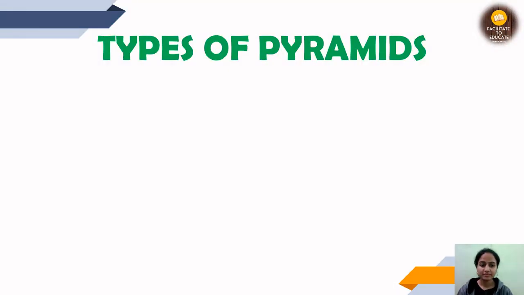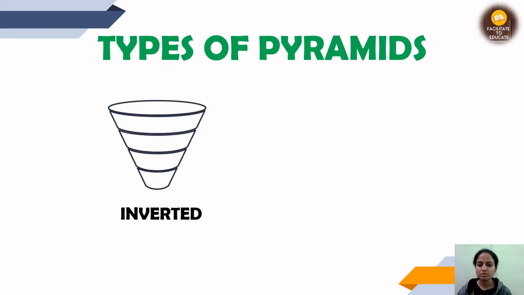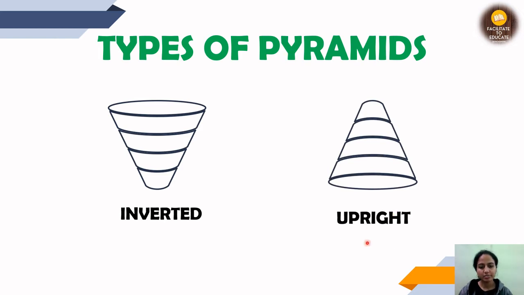So in the previous slide we have seen the types of ecological pyramids, that were three, right? Energy, number and biomass. Now we will see the types of pyramids. The basic types of pyramid are, one is inverted, that is here you can see that the pyramid is inverted. Second is the upright one, that is the simple pyramid that you see, right?